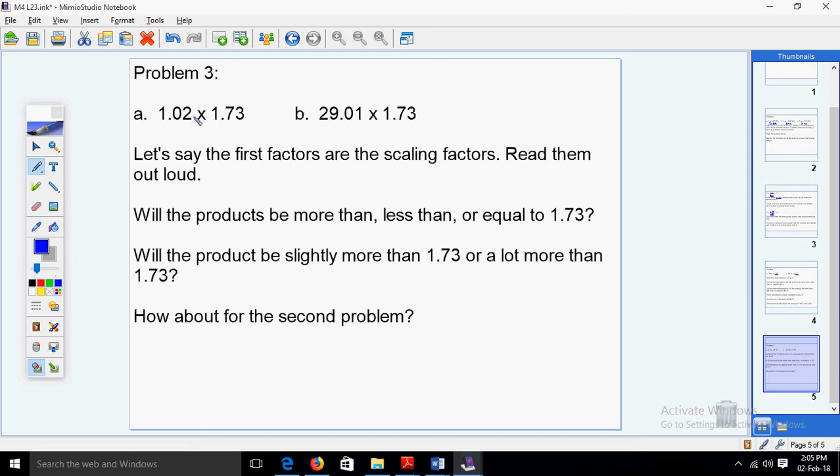All right, last one. Let's say that the first ones are their scaling factors. We have 1 and 2 hundredths times 1 and 73 hundredths. Then we have 1 and 29 hundredths times 1 and 73 hundredths. So are our products going to be more than, less than, or equal to? More than. Both of them are going to be more than. But which one is going to be slightly more than? It's going to be this one because it's only a little bit bigger than 1. But this one is a whole lot bigger than 1. So this one is going to give us the bigger product.